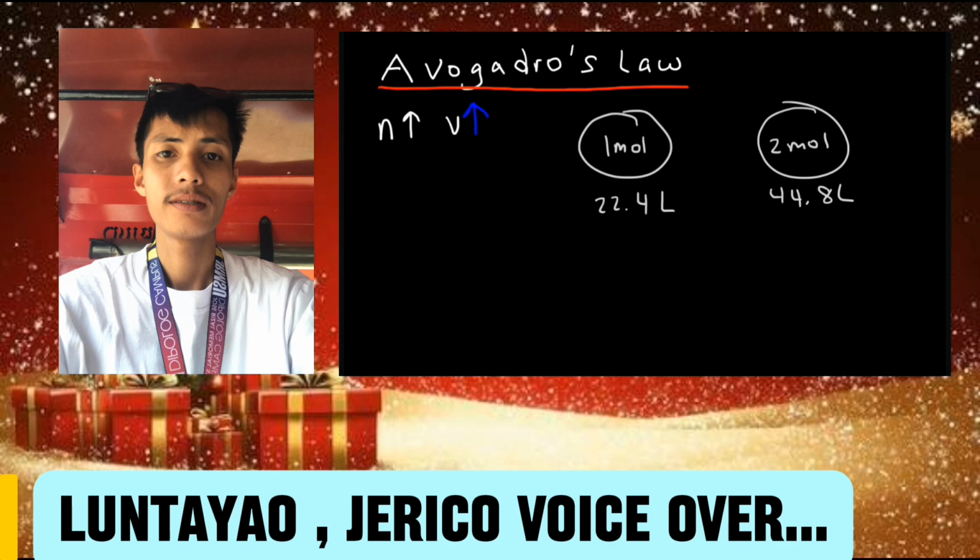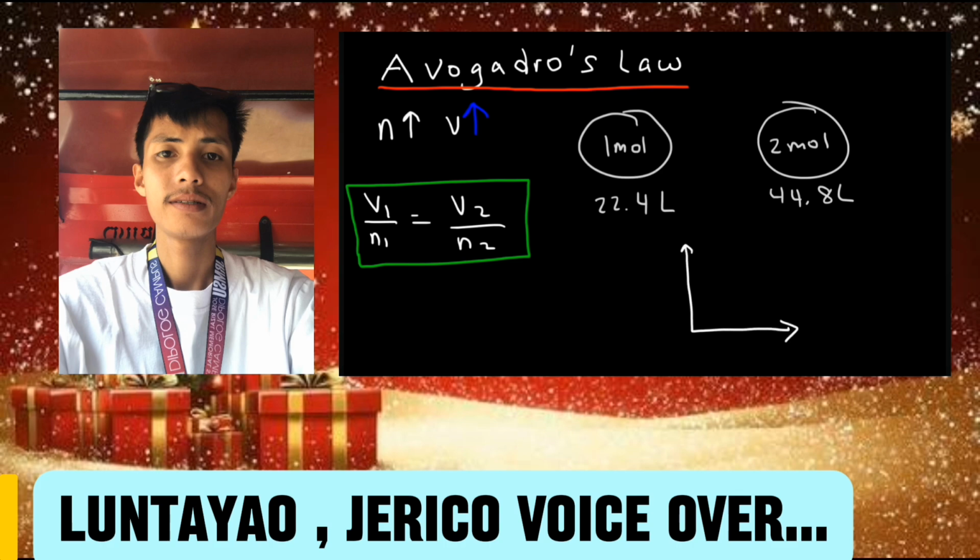So the equation that you need to know that goes with Avogadro's law is this equation: V1 over n1 is equal to V2 over n2. That's the formula that you're going to use when solving gas law problems that deal with moles and volume. Now V1 and V2 can be in milliliters or liters, but they simply have to match. So if V1 is in milliliters, then V2 should be in milliliters as well. Now the graph that goes with Avogadro's law, if you plot n on the x-axis and V on the y-axis, is a direct relationship, so it's just a straight line.